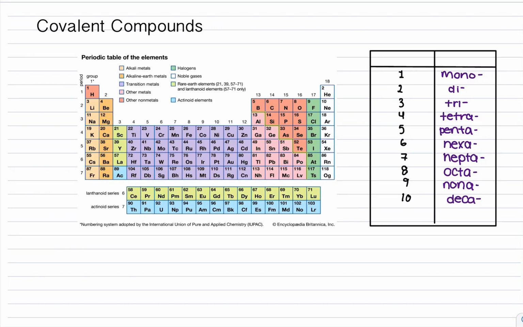Hey guys, welcome back. Today we're going to be taking a look at covalent compounds. So this is part of our chemistry unit. And so covalent compounds are one of the types of compounds we can have, and the other one is ionic.